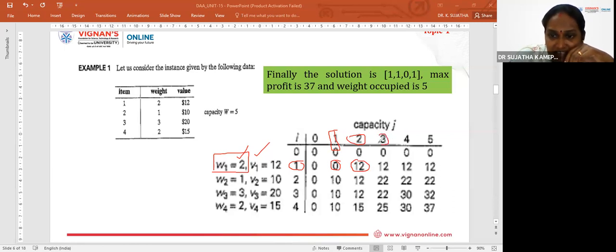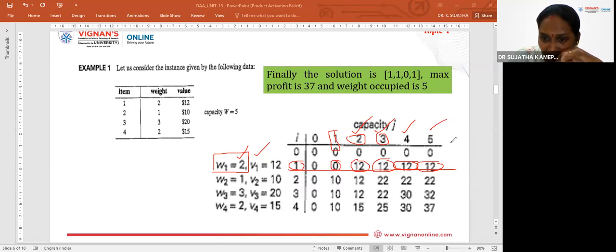Now here the capacity is 3. In capacity 3, I can place weight 2. So that's why here also I can gain a profit of 12. Here also I can place, so a profit of 12 can be gained. So if I selected the first object, if the capacity is this one, I can place; if the capacity is this one, I can place; and if the capacity is this one, I can place. Now I am going to select the second object as well.